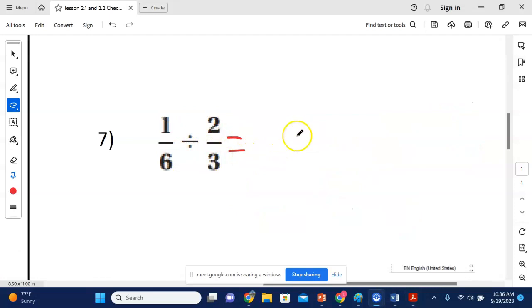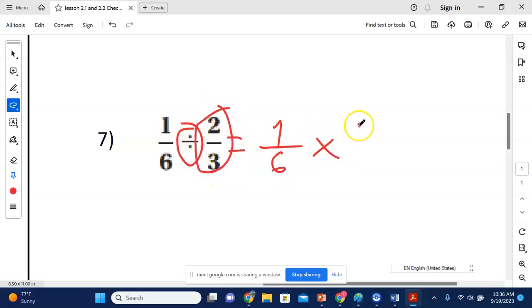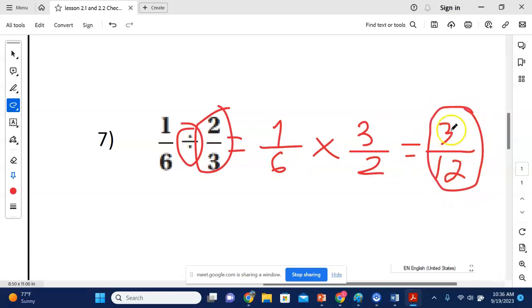I'm going to go over number 7 real quick so you can move on to 8 and 9, since we are already at 11 minutes and 29 seconds for this video. Alright, keep the 1 over 6. Change the division into multiplication. Flip the 2 over 3, that becomes 3 over 2. 1 times 3 is 3. 6 times 2 is 12. 3 over 12 is not the final answer yet because we know that 12 is a multiple of 3. So I can reduce the 3 and the 12, the GCF of 3 and 12 is 3. So your final answer is 1 over 4.